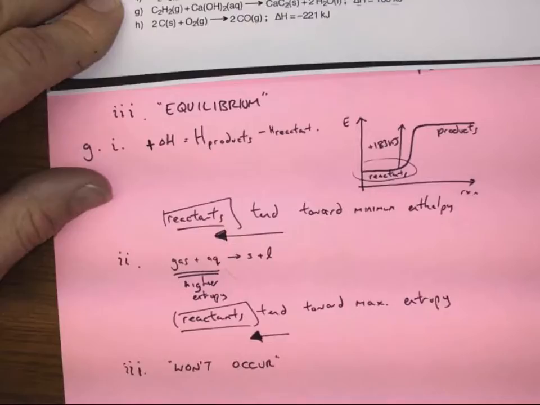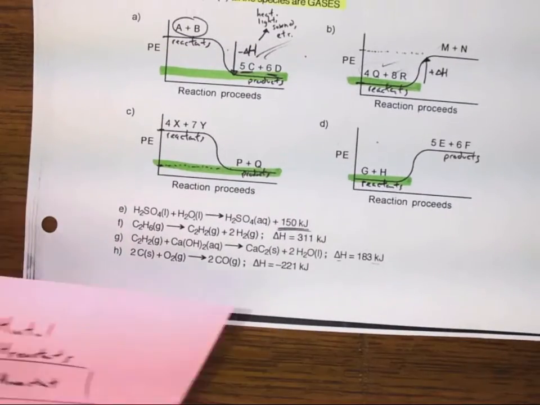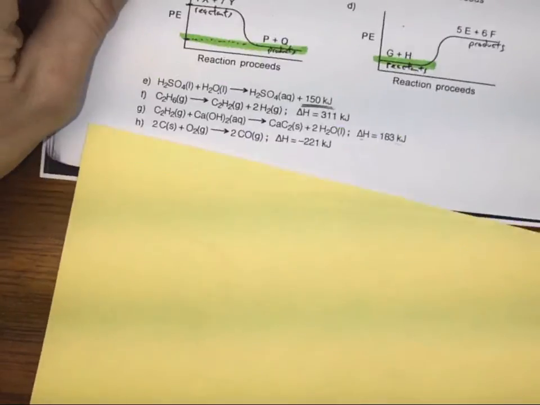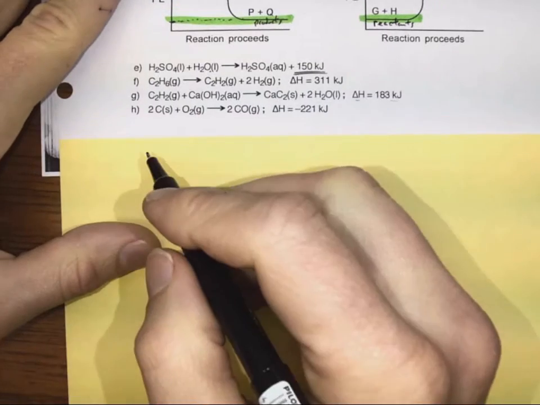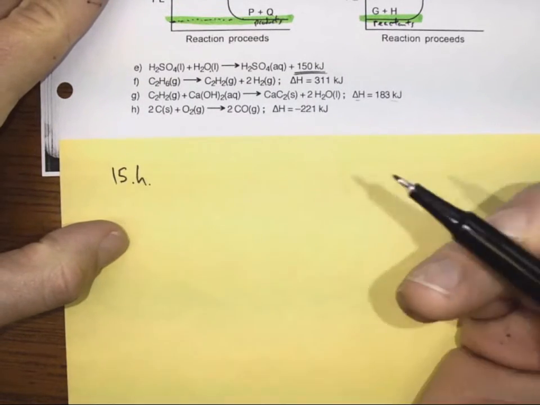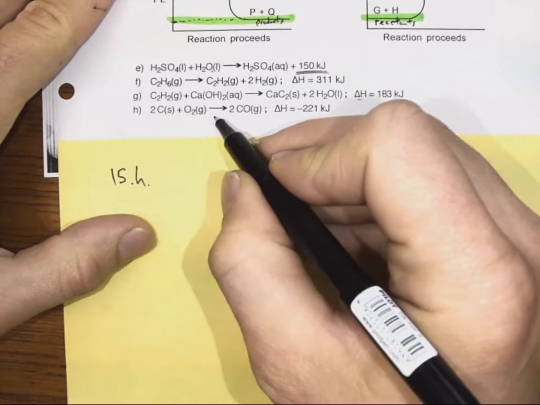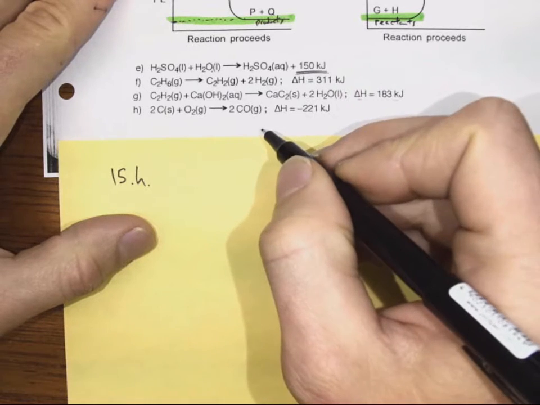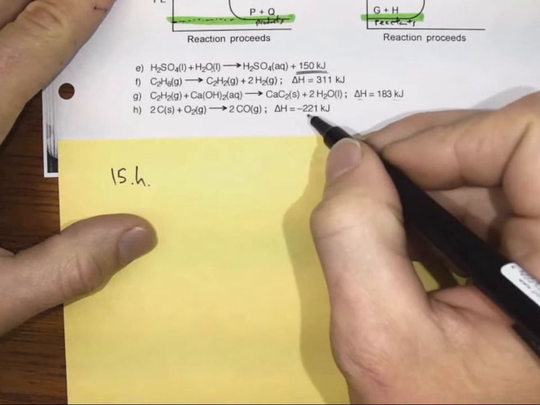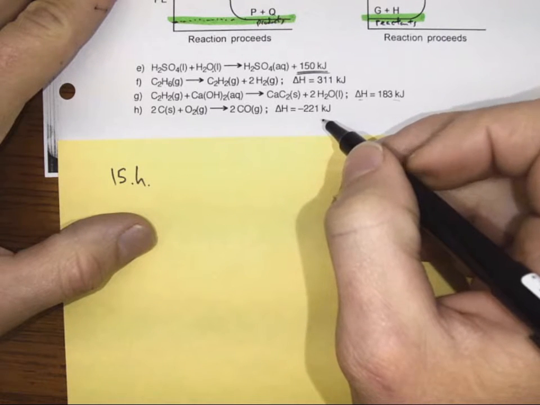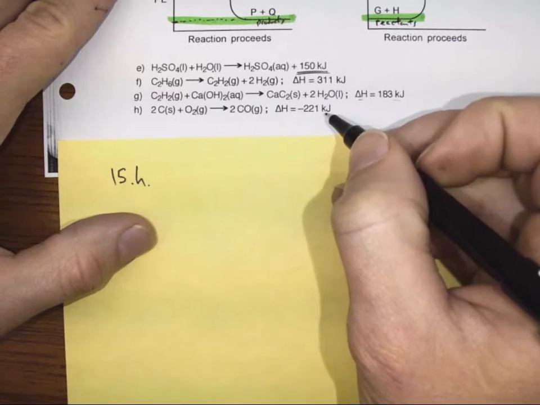Okay. Last question. So we're going to talk about question H. Question H. Piece of paper, it's going to be yellow. So for question 15H, I've got some carbon mixing with some oxygen gas, and together they're going to make some carbon monoxide. And it looks like this is going to suck in some energy from the... No, pardon me. This is going to release some energy into the system when this reacts.